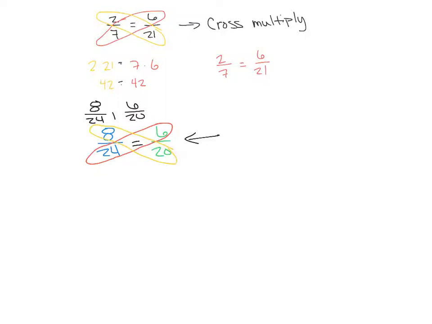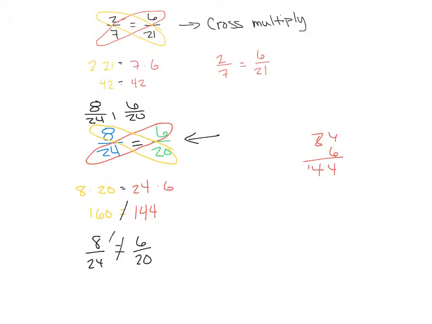So let's do the yellow circle first. 8 times 20 equals the red circle of 24 times 6. 8 times 20 is 160. And 24 times 6, I don't have a calculator with me, 144. Okay. Those are not equal, so you would write your answer as 8/24 is not equal to 6/20. That slash right there tells you that they are not equal to each other.